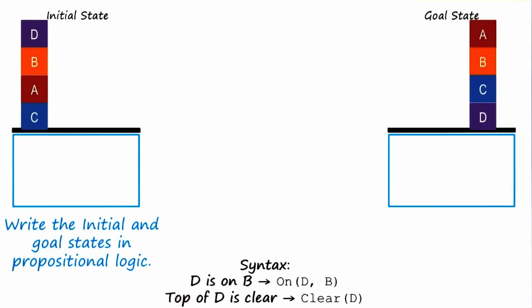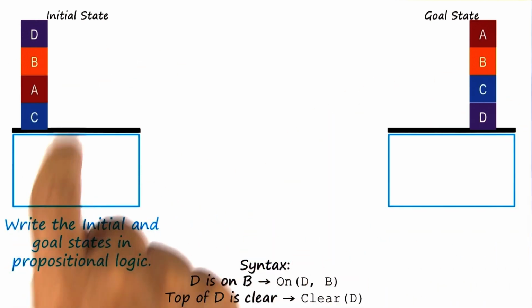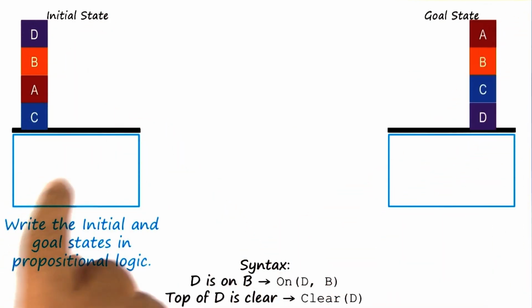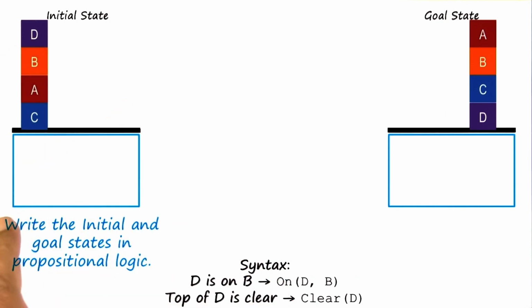Now that we have seen partial order planning in action, let us try to do a series of exercises to make sure that we understand it clearly. We have come across this problem earlier. This is the micro-world of blocks. Here is the initial state, and here is the goal state. We need to transform this initial state to the goal state, moving only one block at a time. Please write down the initial state and the goal state in propositional logic.